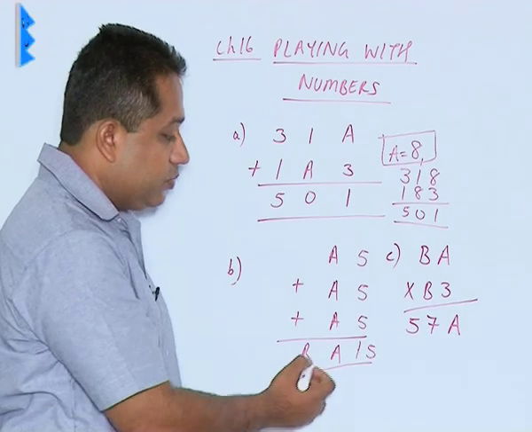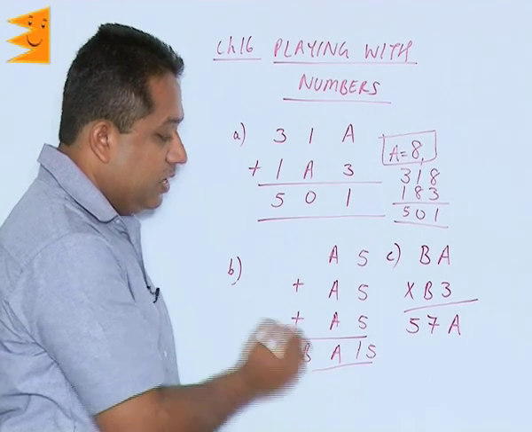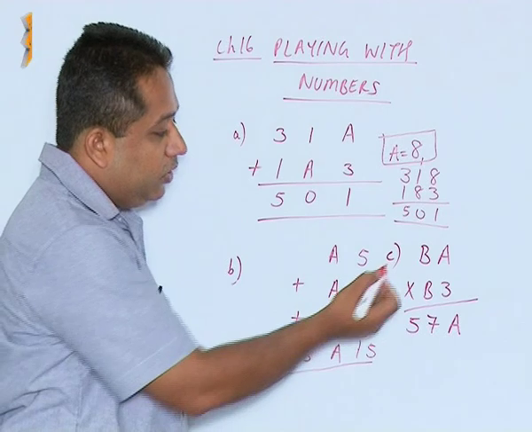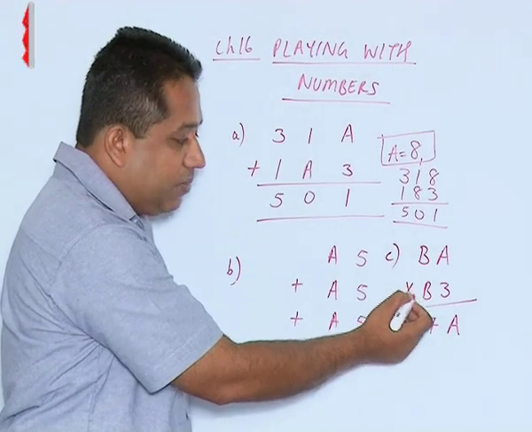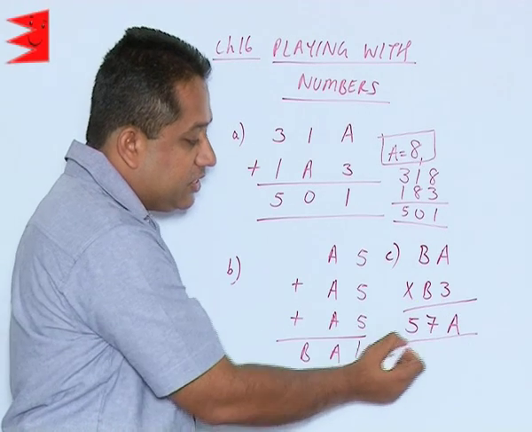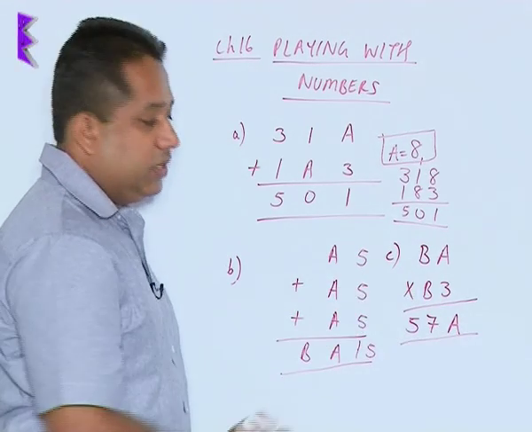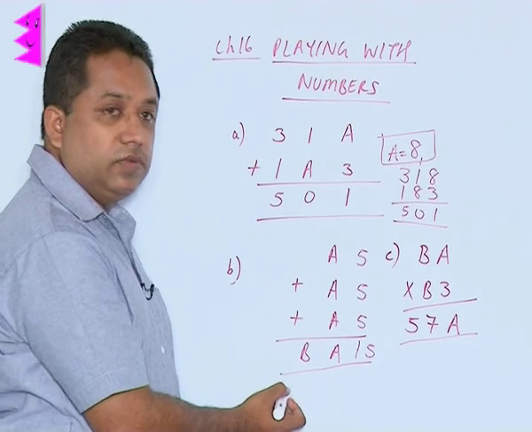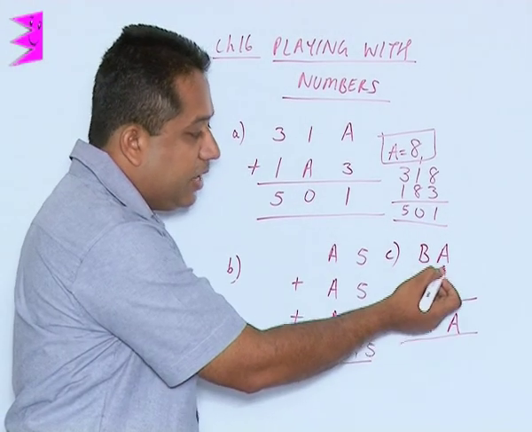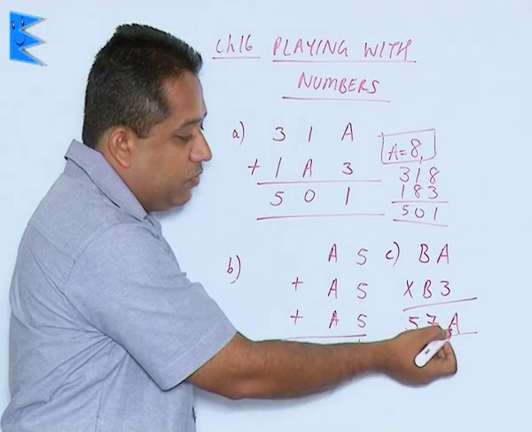So, the answer to this particular question will be A is 5 and B is 1. Look at the third part. BA, a 2 digit number, multiplied by B3 is giving us 57A. Now, this is multiplication. In the previous 2 questions, we did addition. Now, which number on multiplying by 3 is going to give you A here?